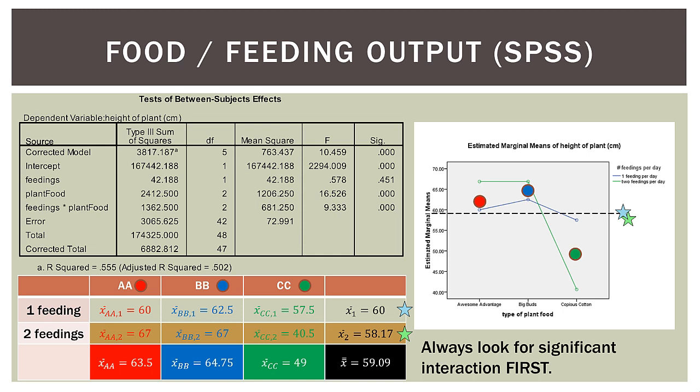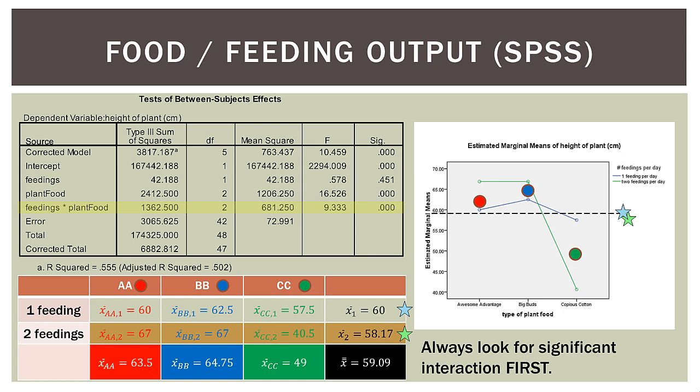Now let's go ahead and look at our SPSS output. Again, we look at the interaction first. There it is: feedings by plant food. We see that we have an F value of 9.333, and our significance is 0.000, so that is obviously significant. We would really stop there in our analysis. We would not go on to evaluate the individual effects.